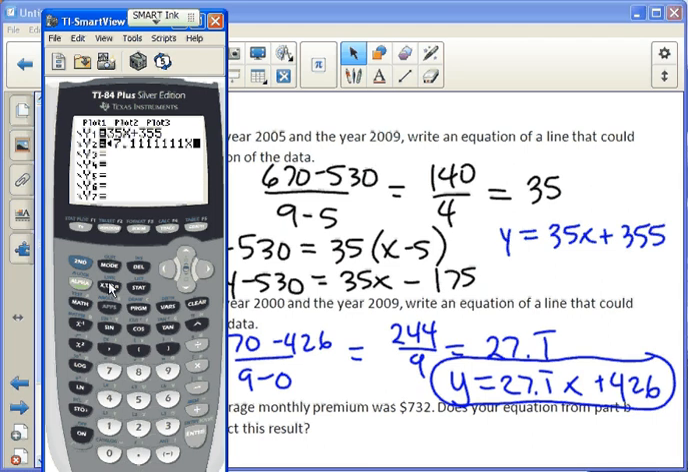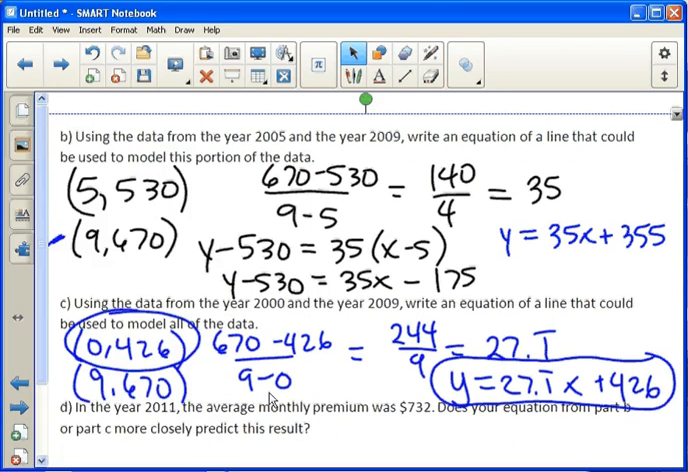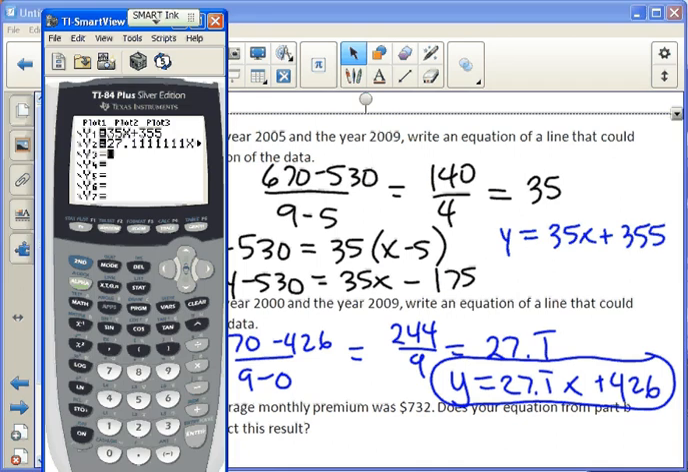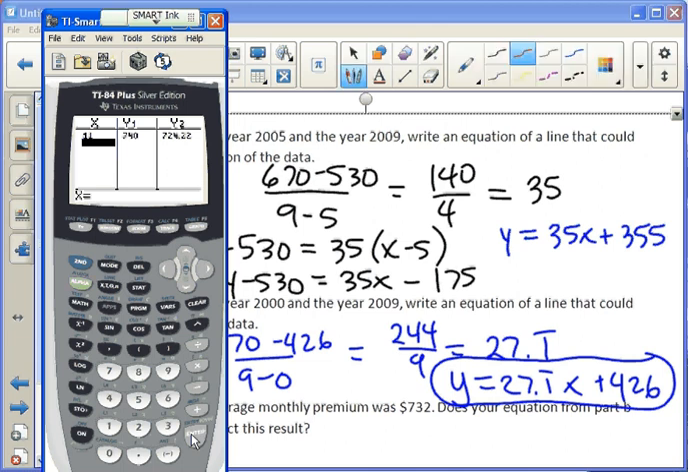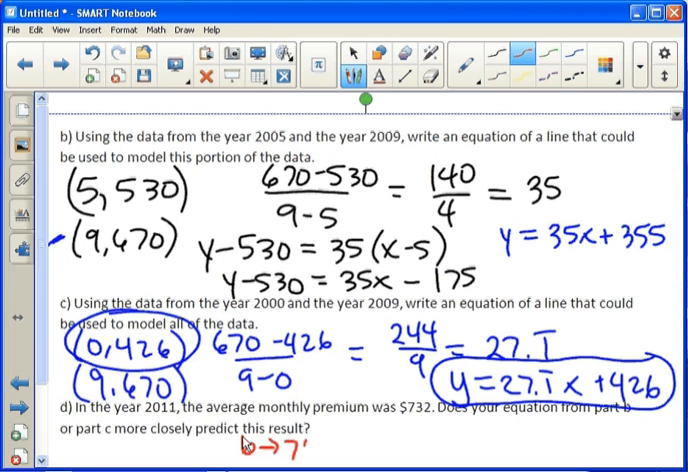Now, we want to know what it would be in the year 2011. So remember, this was years after 2000. So we'd go to our table and plug in 11. Part B gives us the answer 740. Part C gives us the answer 724. And it says the real number was 732. So it looks like both of these actually were pretty close to 732. So in this case, both of them would work. If you look, they're both exactly $8 away from the real thing.